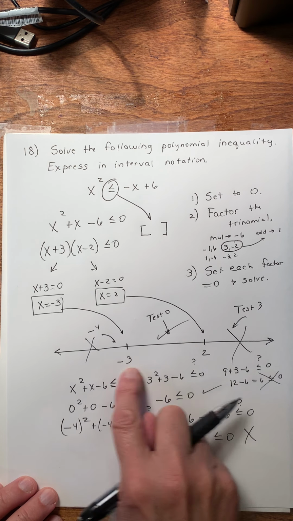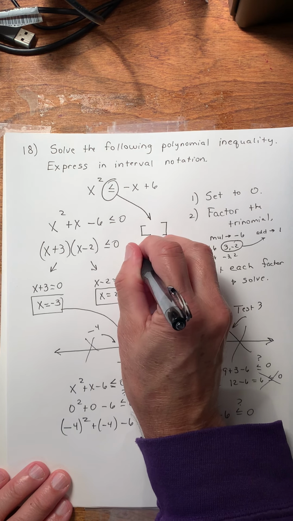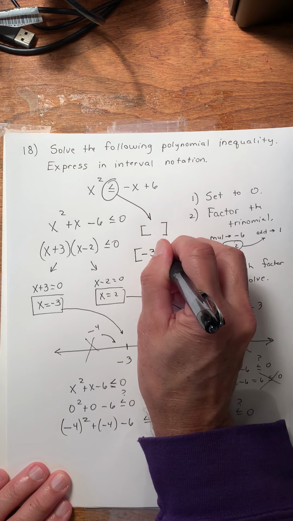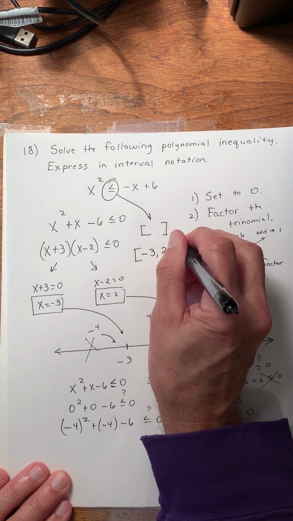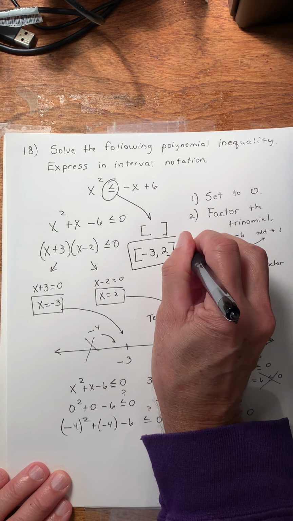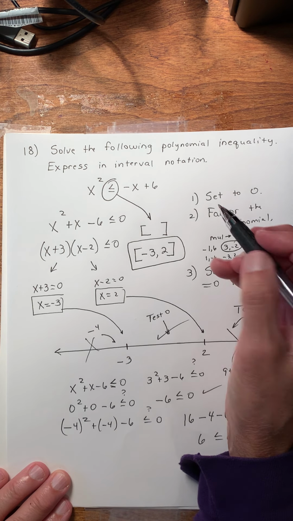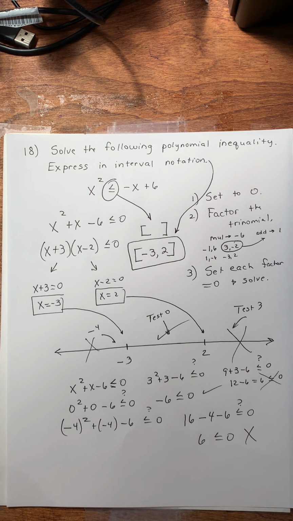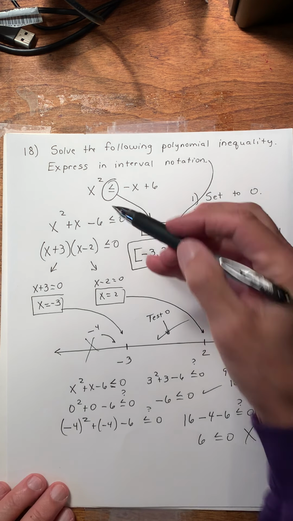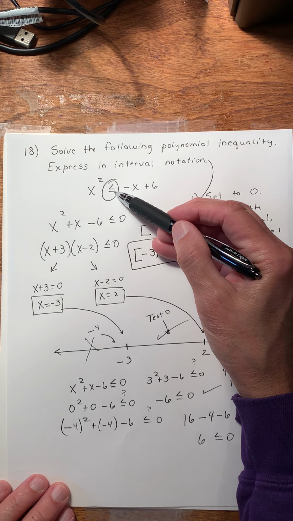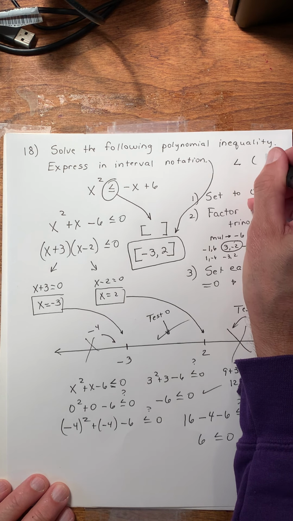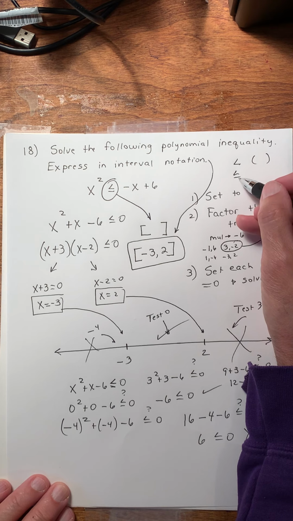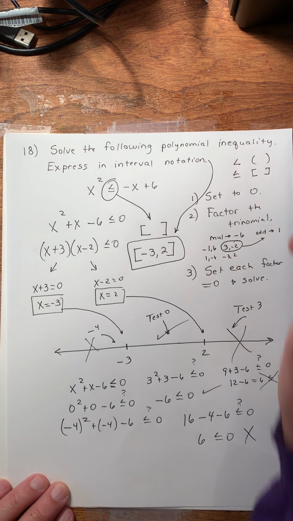So from negative 3 to positive 2, negative 3 to positive 2. I bracketed it. Why? Because I have an equal to sign in my inequality. So there is your solution in interval notation. Once again, you're not going to get a chance to correct this. So if there's no equal to sign, that's parentheses. If you have an equal to sign, that's brackets. All right.